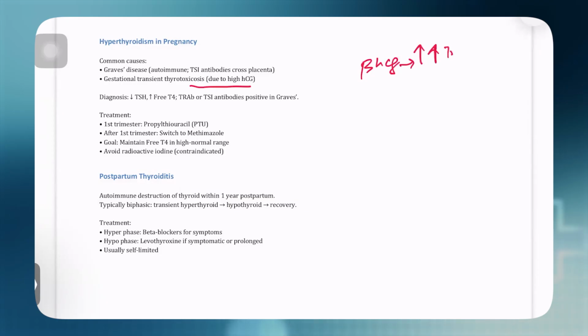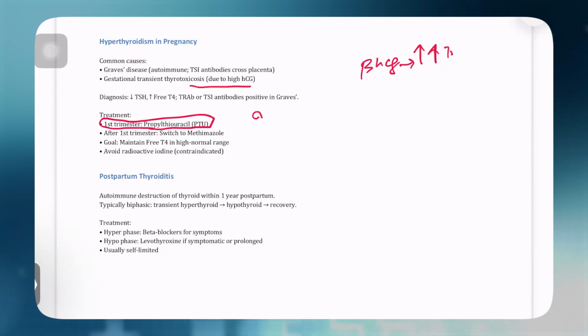So the diagnosis is increased T3, T4 levels, decreased TSH, and if you are very inquisitive, then you might find TSH receptor antibodies or TSI antibodies as in Graves' disease. The treatment is very important: in first trimester, the drug is propylthiouracil. In first trimester, you give only propylthiouracil, that is 9 weeks. So 9 to 12 weeks.